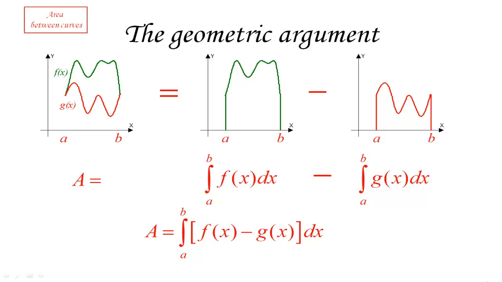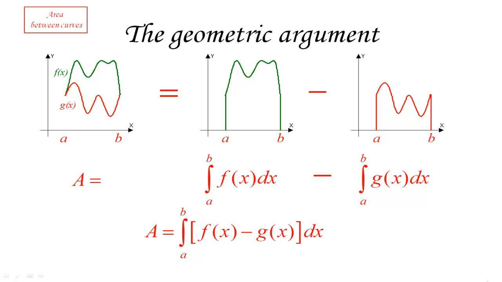Now notice a very important fact. In this formula it is essential that the first function f of x be the function which is on top and that the bottom function be the second one. Now if those two functions end up crisscrossing each other, then we'll have to break up our integral into smaller pieces just like I mentioned earlier, because for each of those pieces we have to make sure that the top function is used first and the bottom function is used second. If we mix them up, we're going to come up with some really incorrect conclusions.